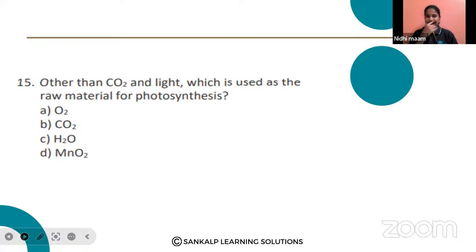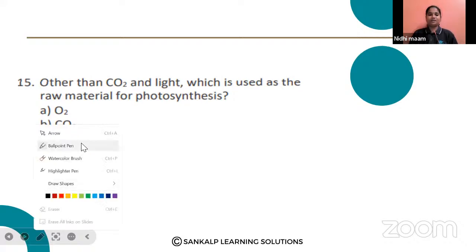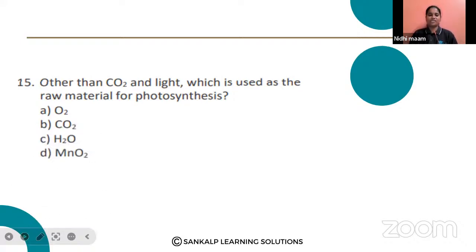Very easy question. When you remember the reaction of photosynthesis, then you can understand it. Recall the reaction of photosynthesis. So which are the raw materials or the reactants we need? Yes, correct. Option C. So exactly it is water. Oxygen is a product, right? Carbon dioxide is one of the reactants. It is already given. So the remaining is water.